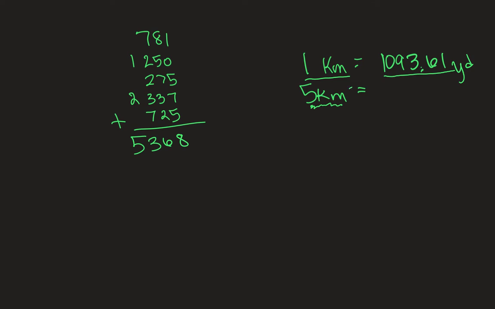And then we're going to put the kilometers under the kilometers that we need for this particular course. Then we cross multiply and divide. So we're going to say 5 times 1,093 and 61 hundredths, and we get 5468.05. So the additional yards we need would be the difference between the amount that we need and the amount that we already have.